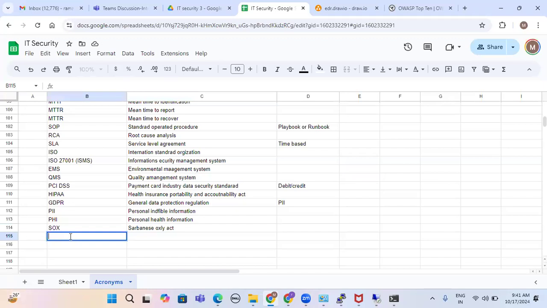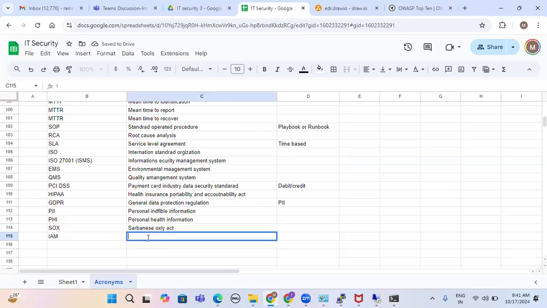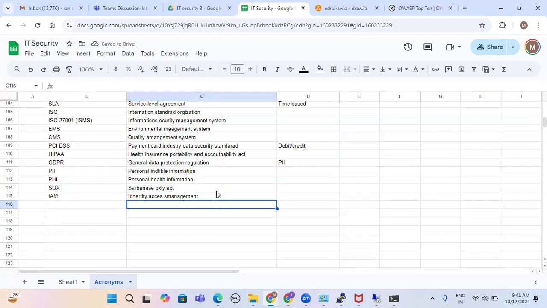Next one is IAM. There are so many others, but these are a couple of important ones. Identity and access management. So what is identity and access management? When the user is logging into a Windows laptop or into an application or database or server, we have to verify the identity. That may be through OTP or password, security question or CAPTCHA.